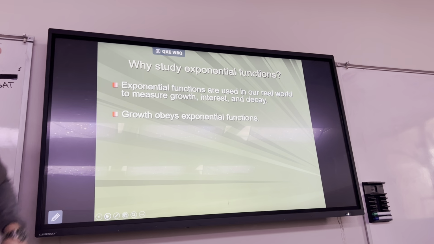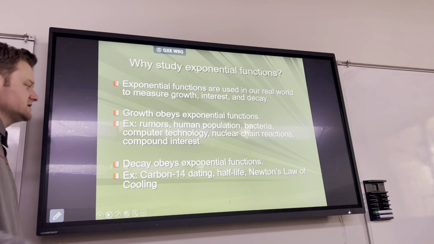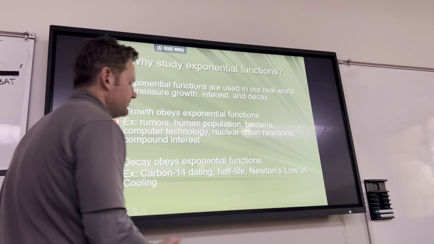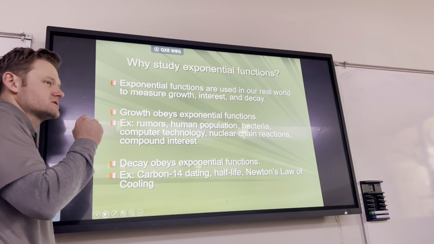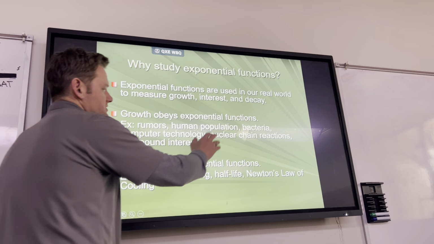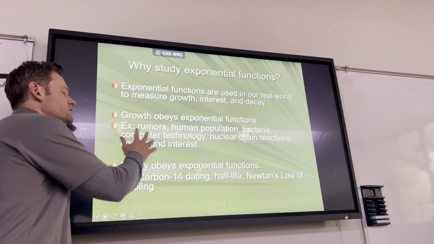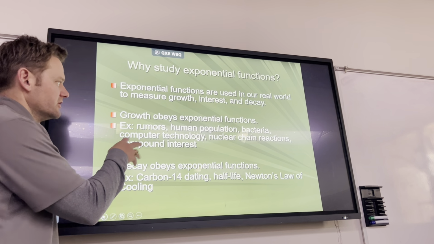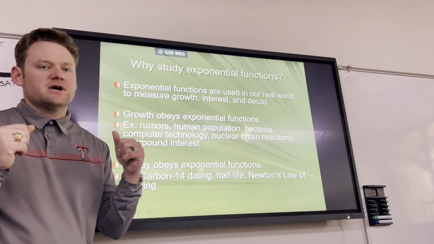So this is the last slide, right? You have growth and decay. With decay, you're going to look at carbon-14 dating, half-lives. We actually use these in real science. Growth: rumors have exponential growth. Human population, bacteria, technology, nuclear chain reactions, and compound interest are all real-world examples of where we use exponential growth. So exponentials are really important. I hope you all pay attention to this unit and master these exponents. Thank you.